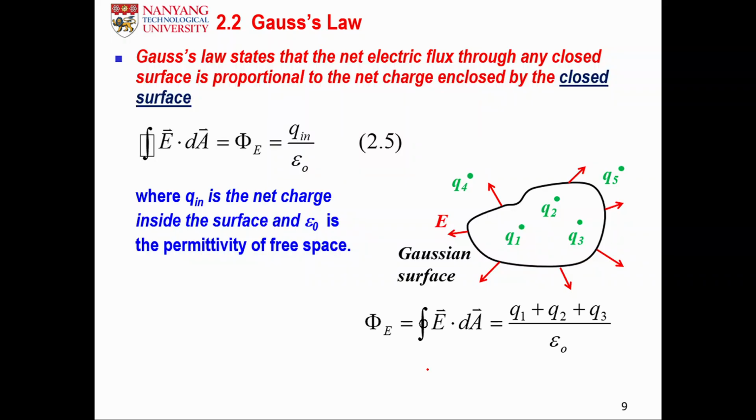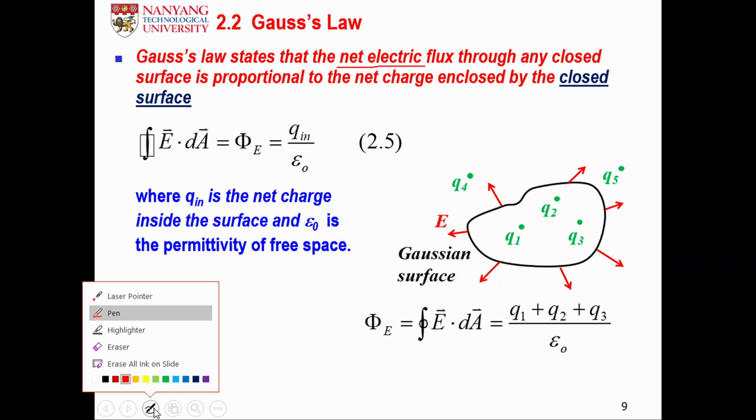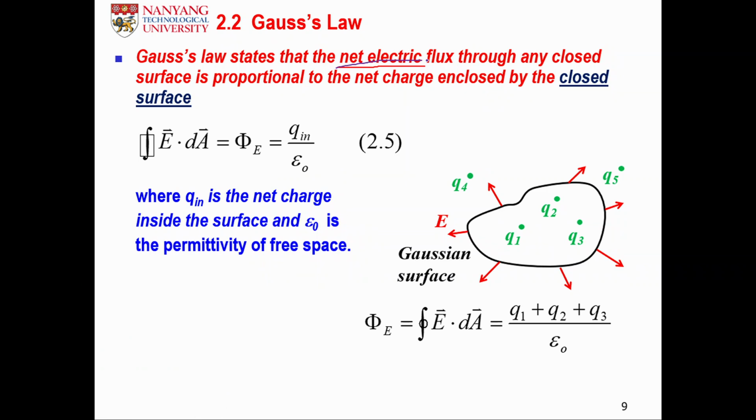So next, what do we really mean by Gauss's law, and how can we use Gauss's law to determine the electrical field E? First of all, the so-called Gauss's law basically tells you the net electrical flux through any closed surface is proportional to the net charge enclosed by the closed surface. Or another way to say it, it's proportional to the net charge inside the closed surface.